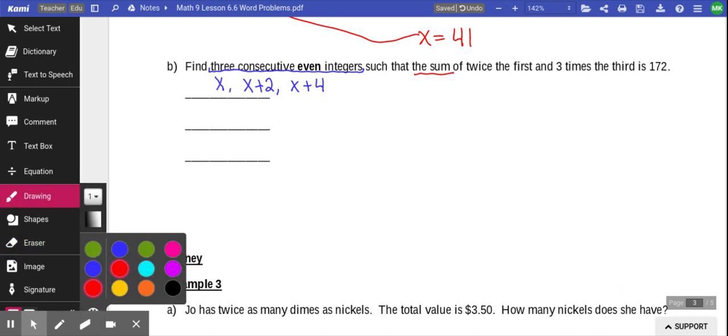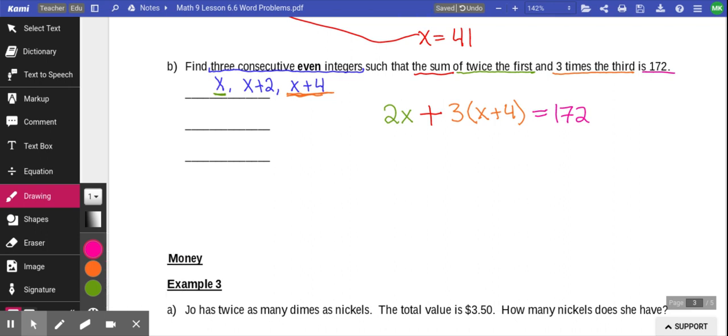The sum means addition of twice the first. My first number was x, so twice the first is 2x. And 3 times the third. The third number was x plus 4, so it's 3 times x plus 4 is 172. That's how you would make that equation. Now your job is to solve that equation.